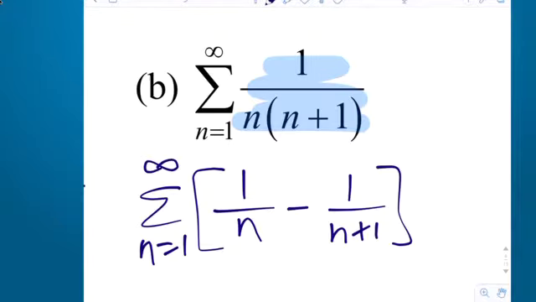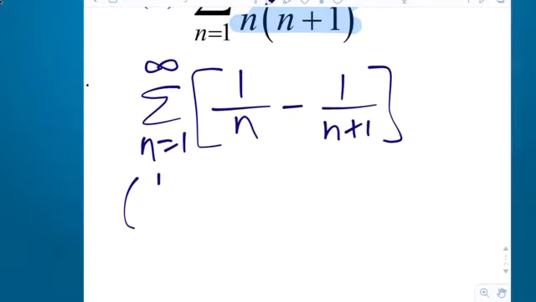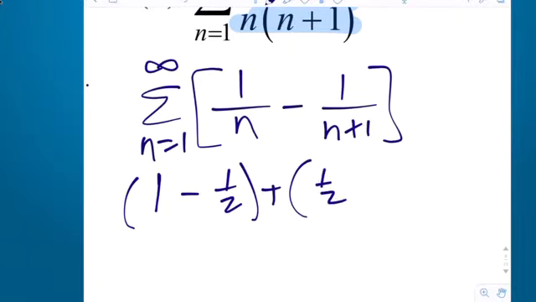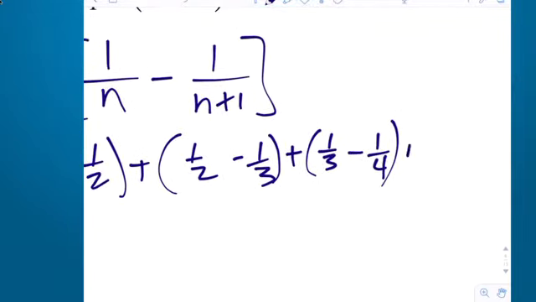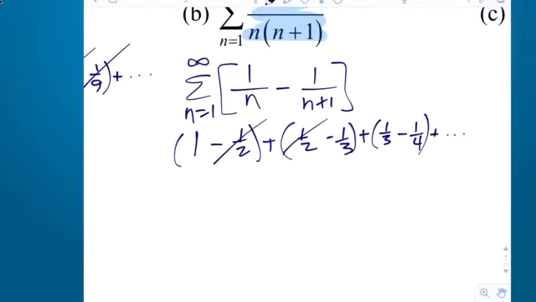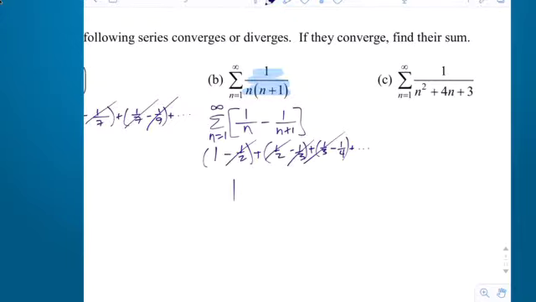Now it has that good old telescopic feel, don't it? So now you can start expanding it out. You get 1 over 1, which is 1, minus 1/2, plus 1 over 2 minus 1/3, plus 1 over 3 minus 1/4, plus ... The 1/2s cancel, the 1/3s cancel, the 1/4s will cancel. This one converges to 1. So it does converge. We anticipated it would, but now we can do one better. We can actually find the sum of the infinite series.